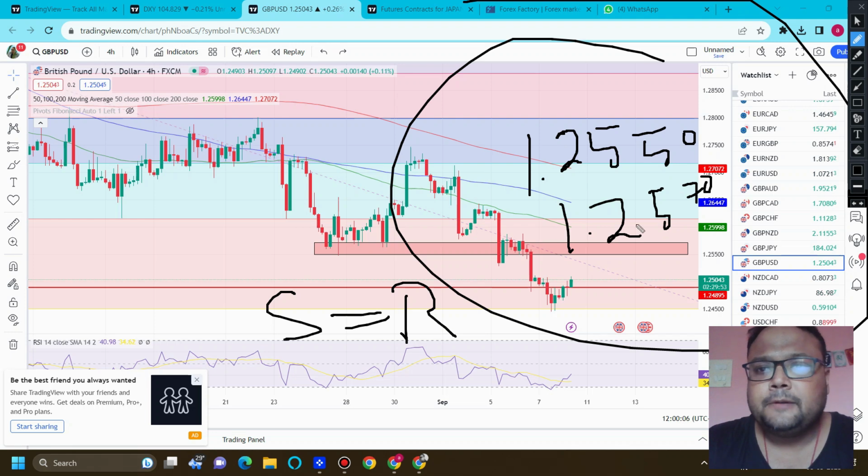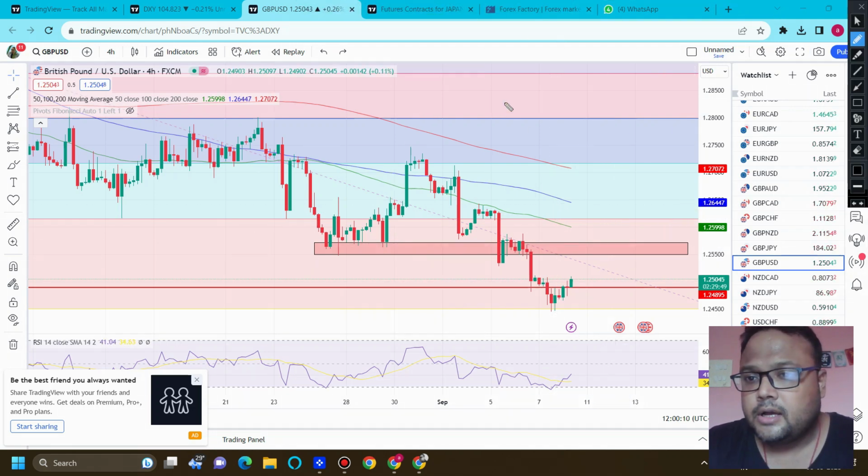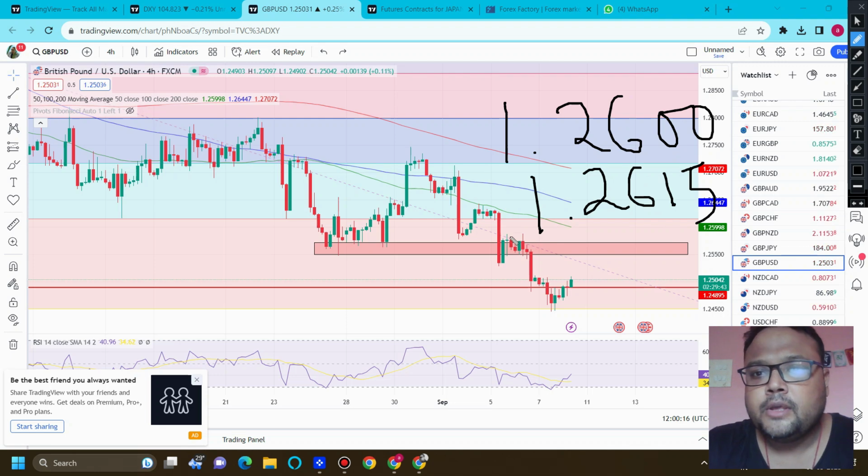Just like Euro USD, the second resistance on the chart of GBP USD is around 1.2600 to 1.2615. Here you can see we have the Fibo 23.6% retracement level, along with the 50 moving average, and the 100 moving average is also coming down.